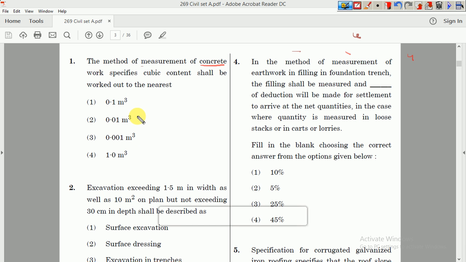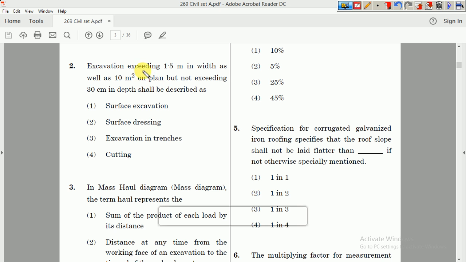So the answer is 0.01 m cube. It was given in the code book. Okay, if you are familiar with code books, you can answer this type of question. So the next question: excavation exceeding 1.5 meter width as well as 10 meter square on the plan, but not exceeding 30 centimeter in depth shall be described as. It is surface excavation. This is a direct question. If you have knowledge about excavation and all, this is the direct question.